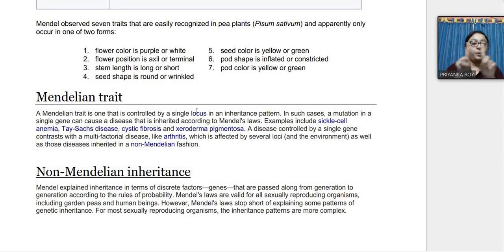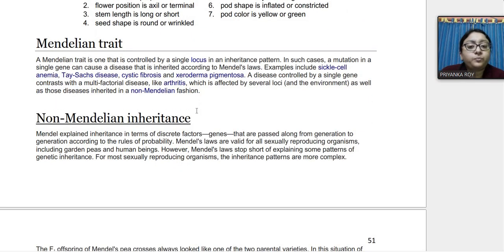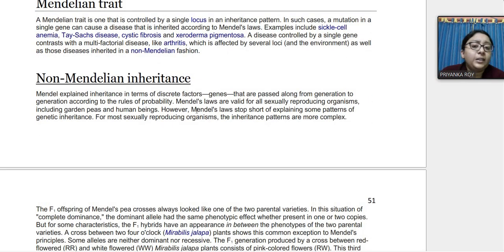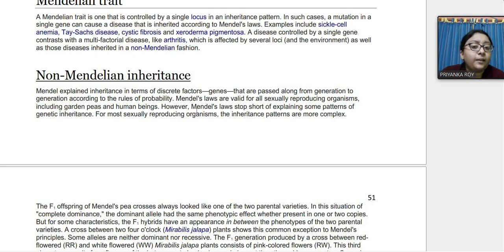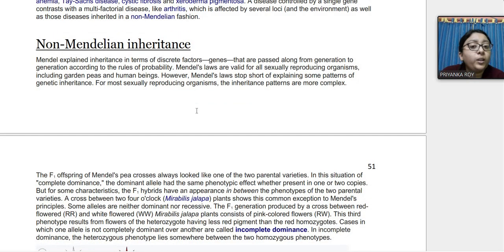So they will form a pair. If capital A is here, small a will be here, and they will form a pair. The genes or characters expressed this way are known as Mendelian traits. Now, coming to non-Mendelian inheritance: some phenomena show that Mendel's laws are not valid.